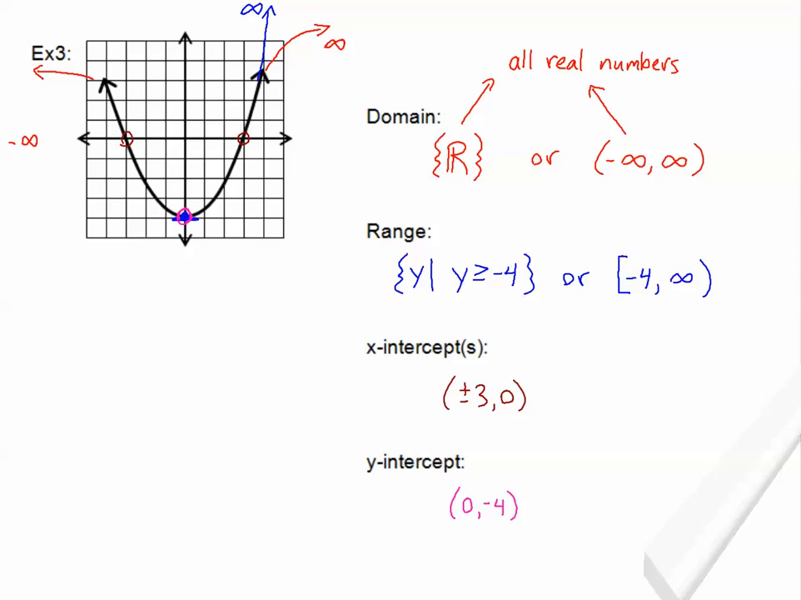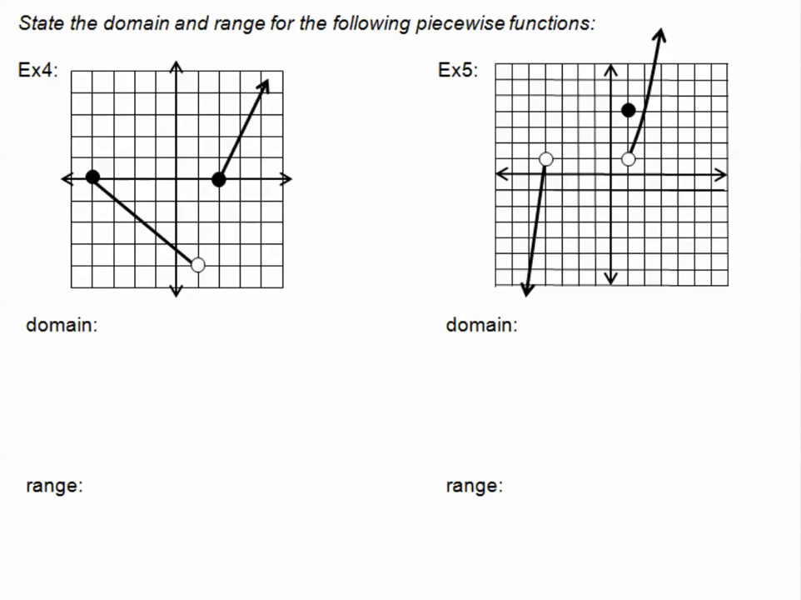So now that we've seen three examples of our domains and ranges and our set notations and our interval notations, let's see if we can piece all of this together for our piecewise functions. A piecewise function is when a function has a couple different pieces. I can see this in example 4. We have one piece of the function here and another piece of the function here.